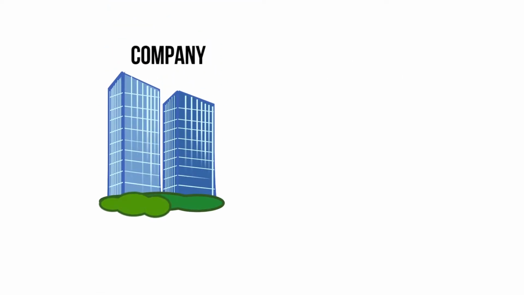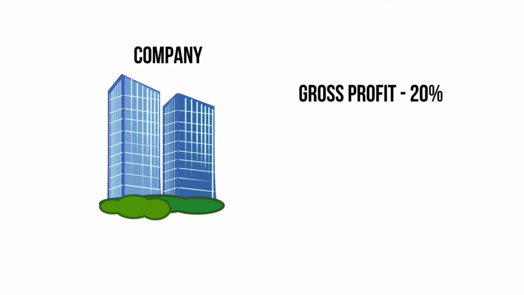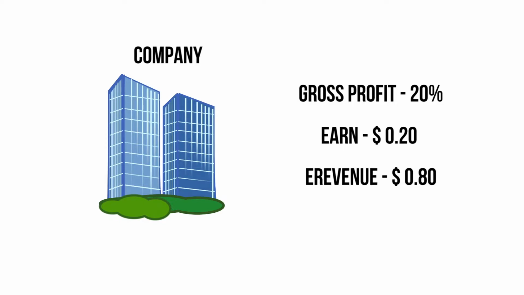For example, a company with a gross profit margin of 20% means that it earns $0.20 profit for every $0.80 of revenue generated. Different industries have different average gross profit margins. Operating expenses.